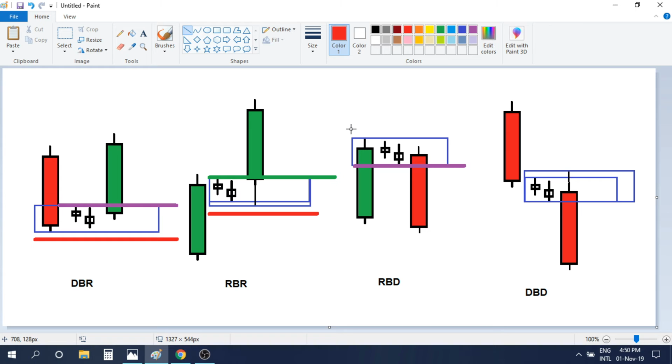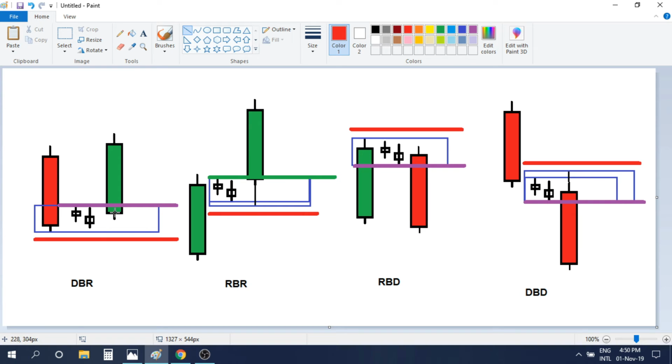And stop loss would be slightly above this. Entry again would be in the supply zone over here, at the start of this zone. And stop loss will be slightly away from the end of the zone in case of a supply zone.